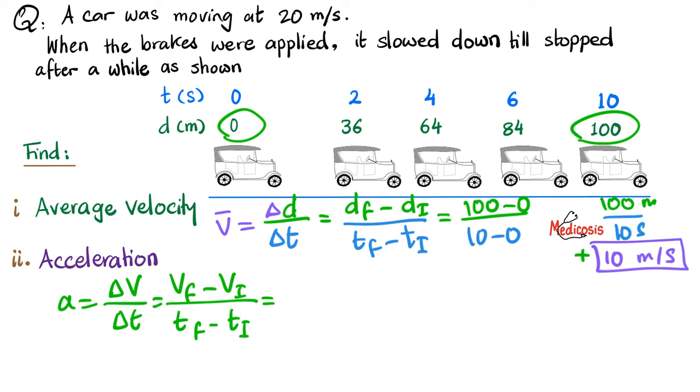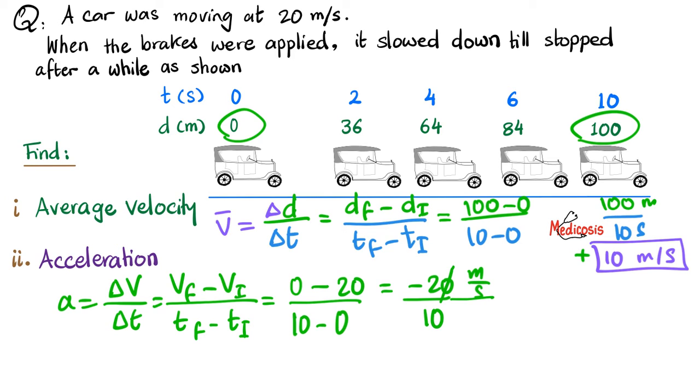What is velocity final? Well, I stopped finally, so it has to be 0. What is the velocity initial? 20 meters per second. Amazing. 0 minus 20 is negative 20 meters per second. And what is time, please? Well, t2 is 10 seconds and t0 is 0. So 10 minus 0 is 10.